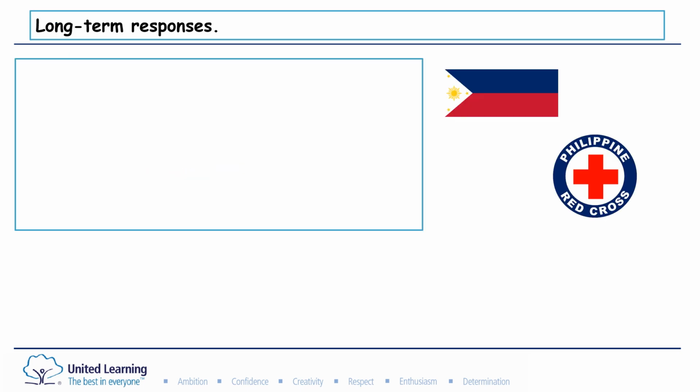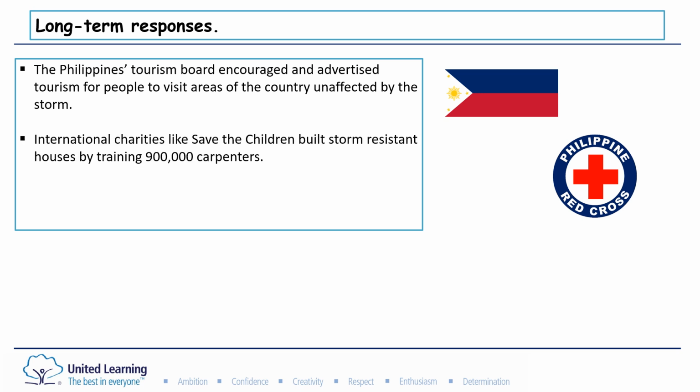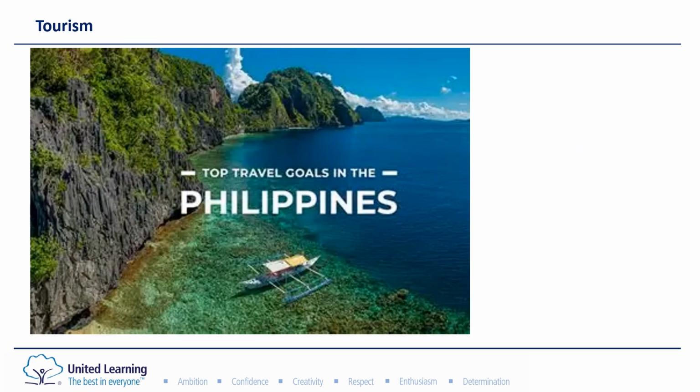Long-term responses were as follows. The Philippines Tourism Board encouraged and advertised tourism to the country to areas unaffected by the storm. International charities like Save the Children built storm-resistant houses by training 900,000 carpenters, and the United Nations appeal through different countries raised $300 million. So the first one you need to write down is the Philippines Tourist Board advertised for tourists to visit unaffected parts of the country.